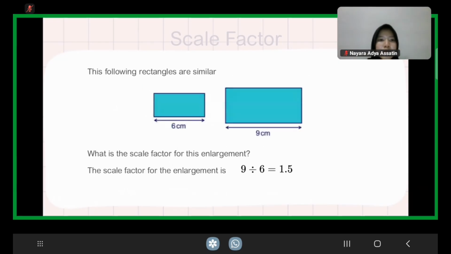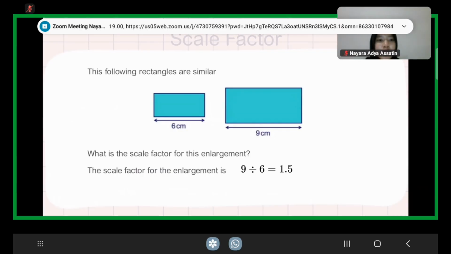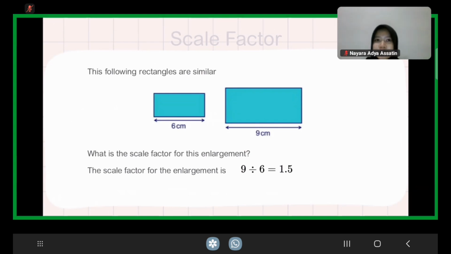Now, look at the following rectangles. These two rectangles are similar, but what is the scale factor for this enlargement? The scale factor for the enlargement is 9 divided by 6 equals 1.5.